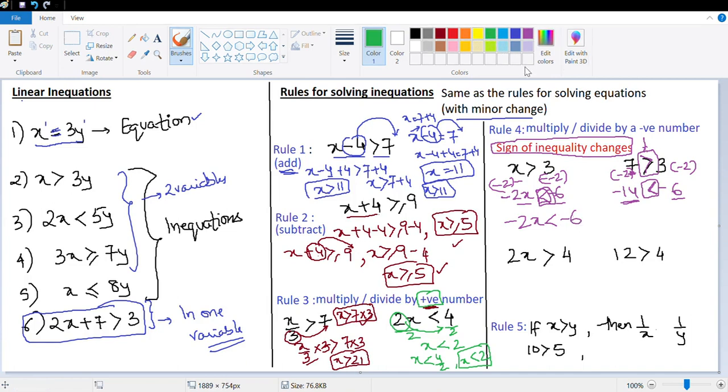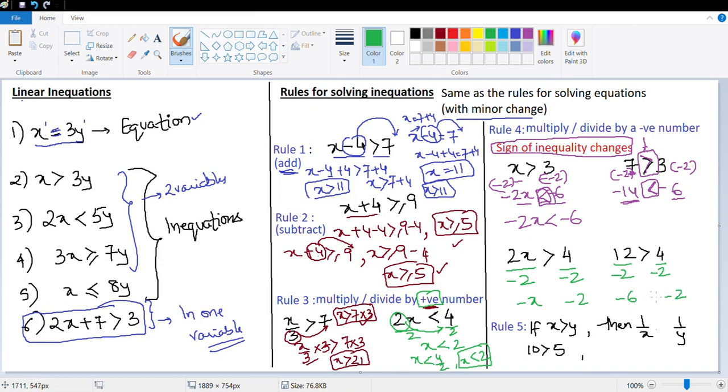Let's look at this example with a division. This is what I had multiplied. So let's divide both sides by negative 2. This becomes negative x and this becomes negative 2. Let's look at this with a real number. 12 obviously is more than 4. 12 divided by negative 2 is negative 6 and 4 divided by negative 2 is negative 2.